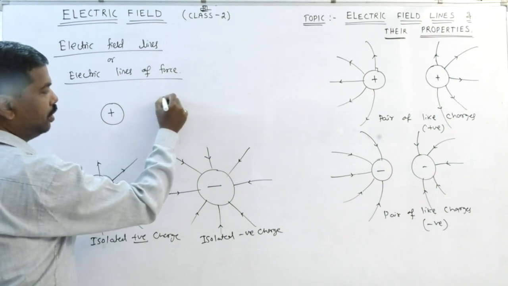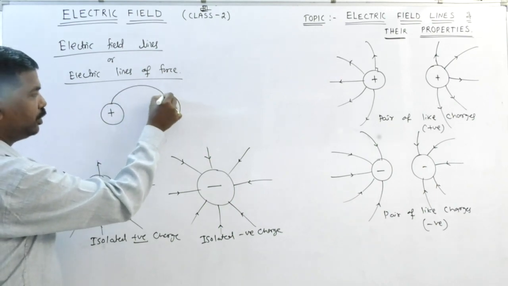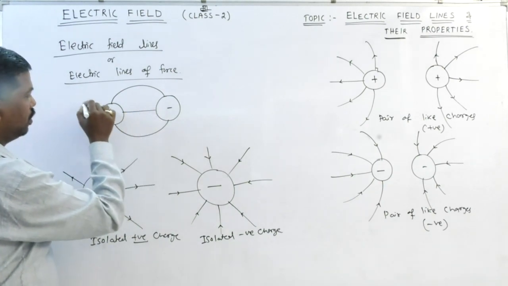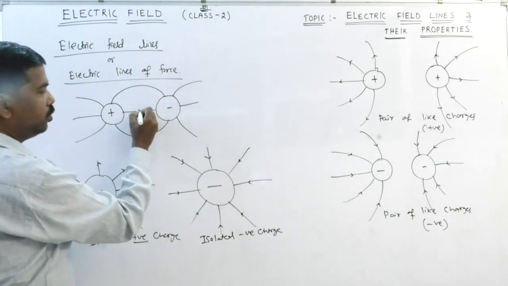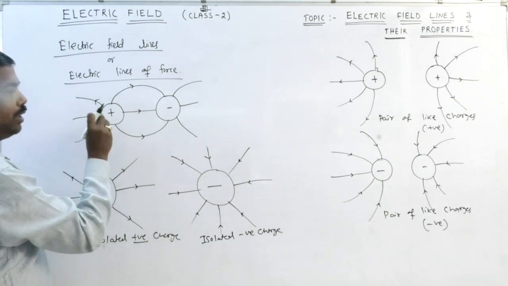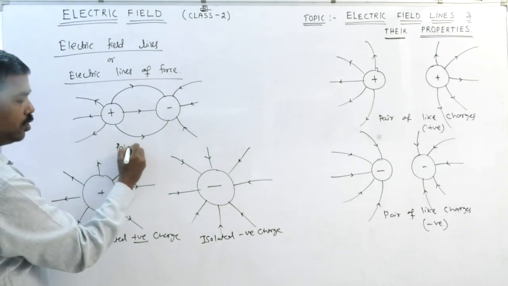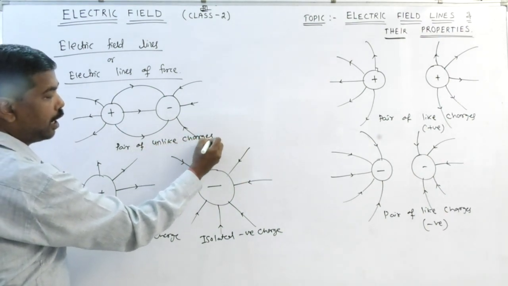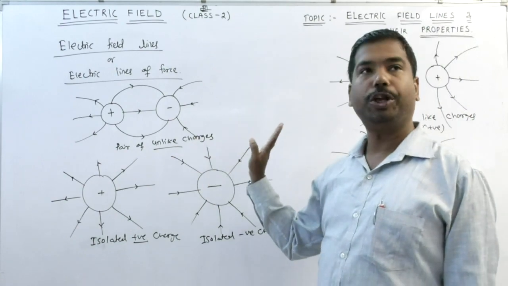this is positive, and this is negative. So perpendicular to the surface of the conductor, they move from positive to negative. Electric field lines move away from the positive charge and towards the negative charge. This is for a pair of unlike charges. Clear? So electric field lines are continuous.